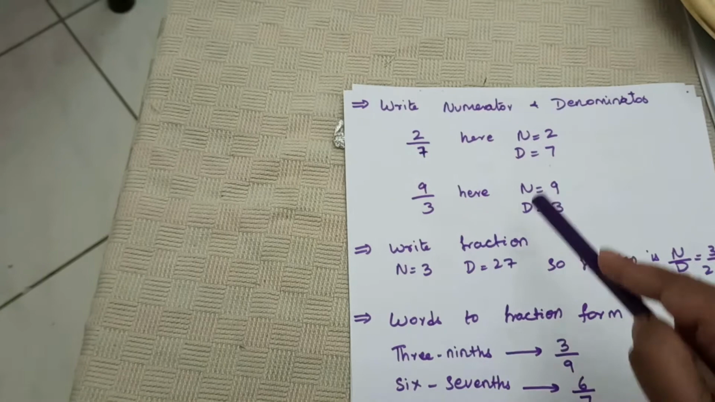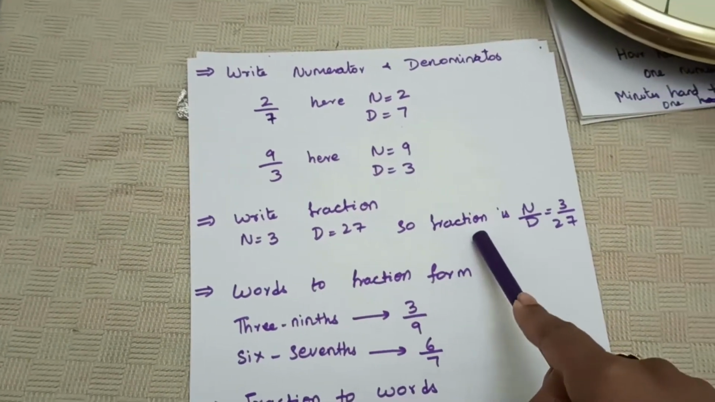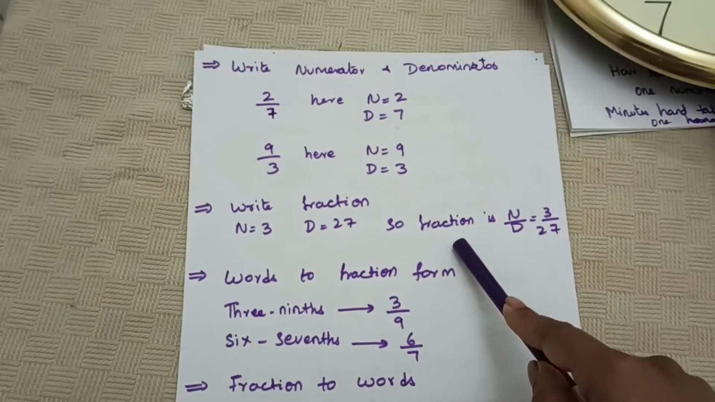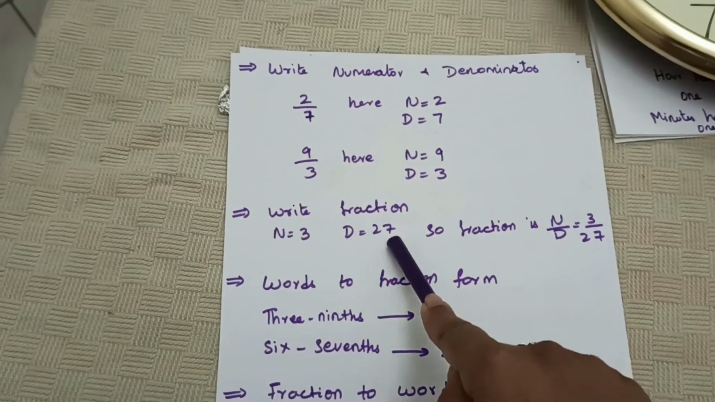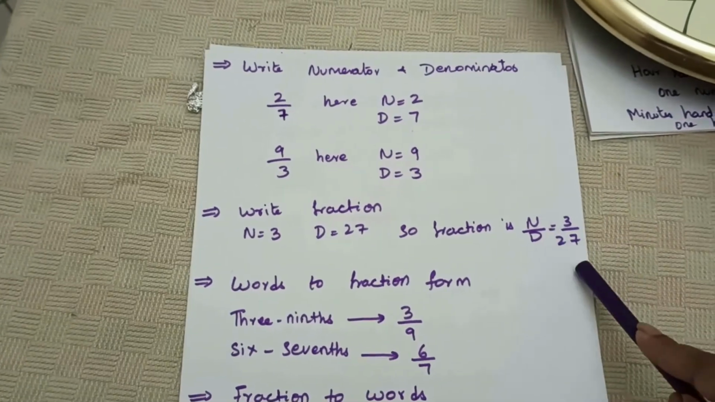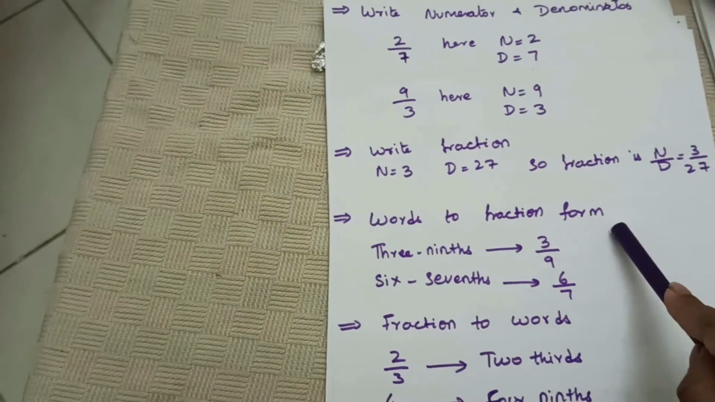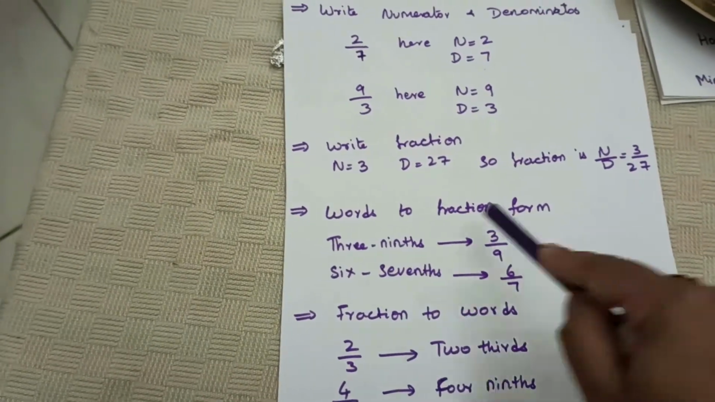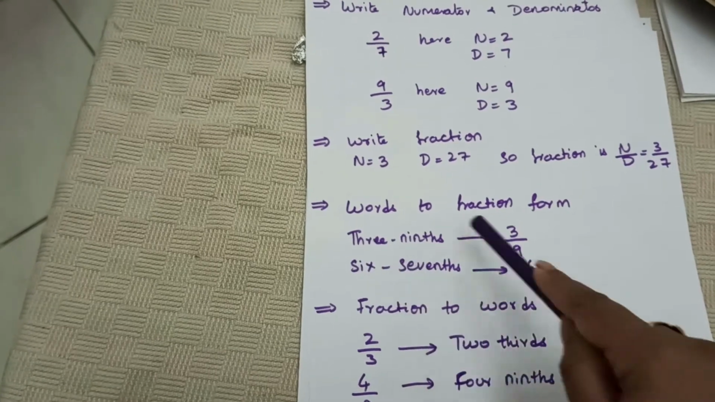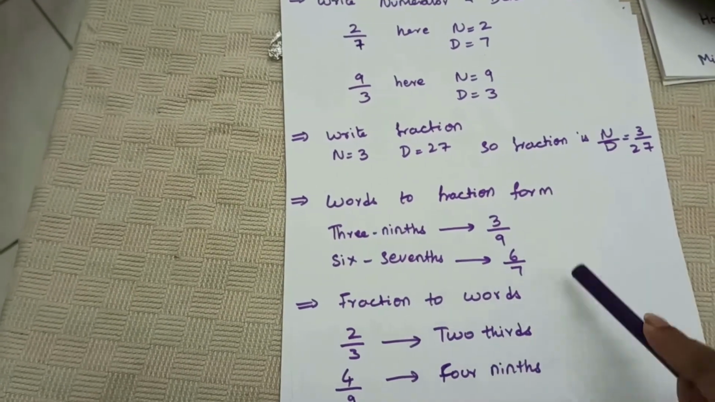Now, the other type of question can be, they will give the numerator and denominator and you have to write the fraction. Okay, so fraction is nothing but numerator by denominator. Your numerator is 3, denominator is 27. So, the answer will be 3 by 27. Now, words to fraction form. They will give 3 ninths. You have to write it in fraction form. 3, hyphen, that is the bar, 9. 6 sevenths, 6 by 7.